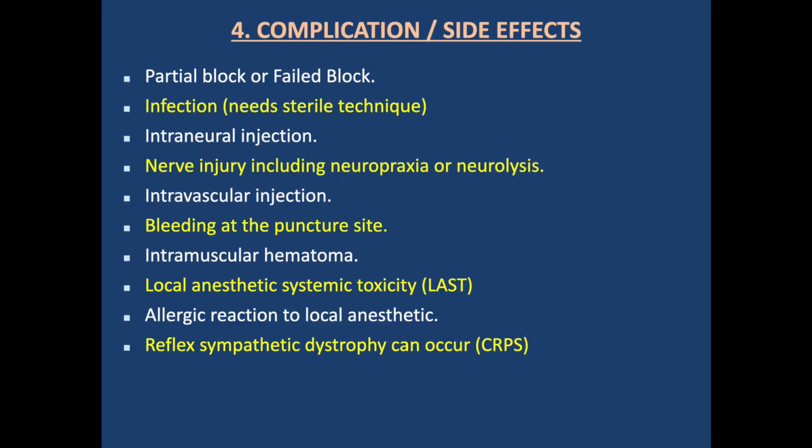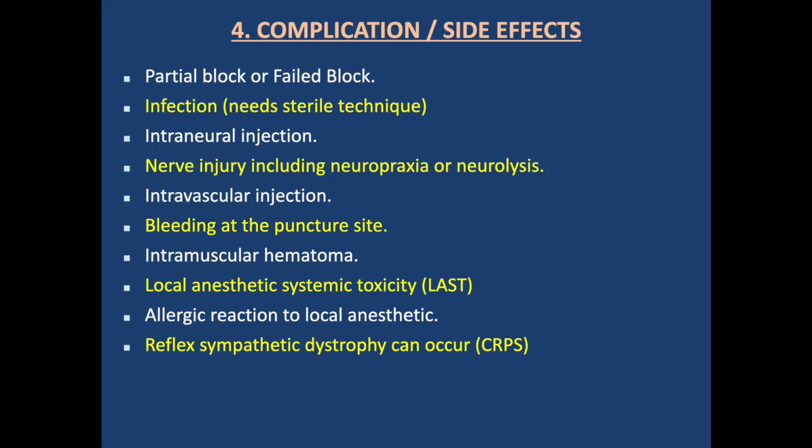Complications and side effects of the radial nerve block. Radial nerve block may fail or it may be partially blocked. We can introduce infection through the puncture and it needs a sterile technique. Injection can be made intraneural, which is a rare possibility, but it can occur. Nerve injury including neuropraxia and neurolysis can occur. We can inject into the intravascular compartment, artery or vein.